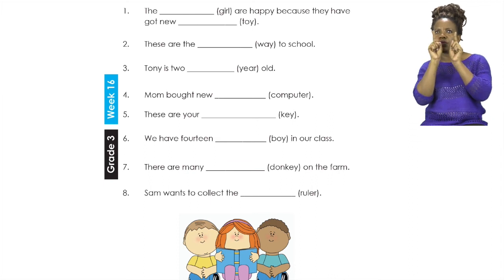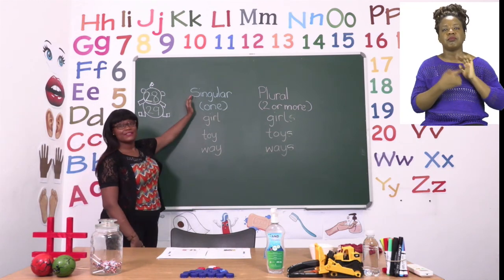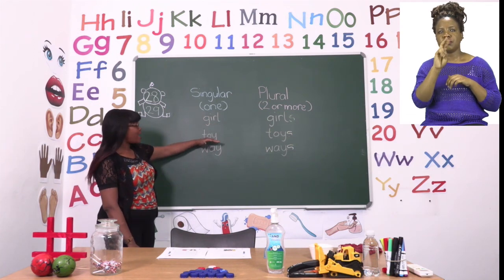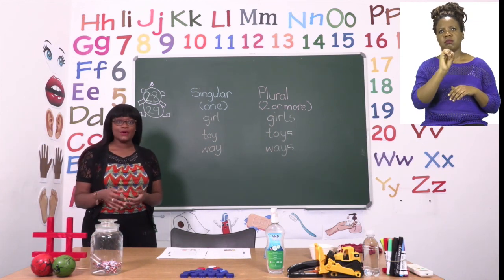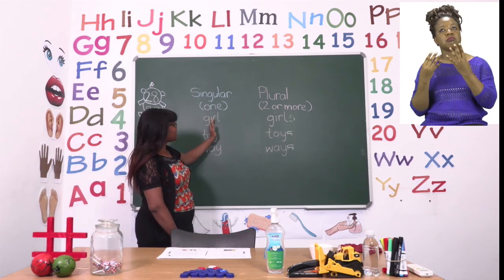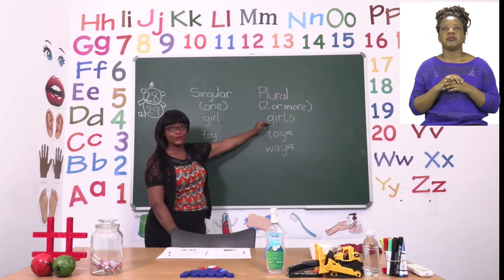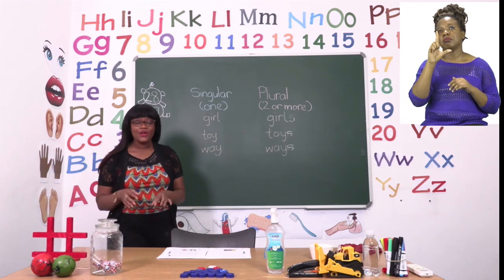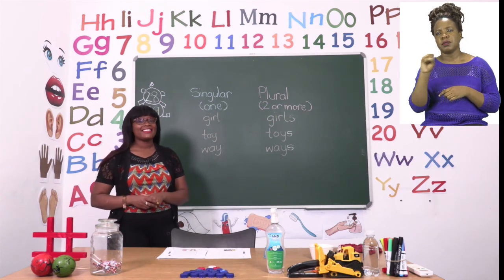Let's take a look at the board. I have tried to help you with a few that I have put on the board. Now, you can see for number one, the words in brackets that we have are girl and toy. So, in our sentence, in order for us to complete it, we need to just add an S. Once we add an S, this singular turns into plural. We have now many girls, many toys. So, if we change the word from singular to plural, we can now put it correctly in the sentence.